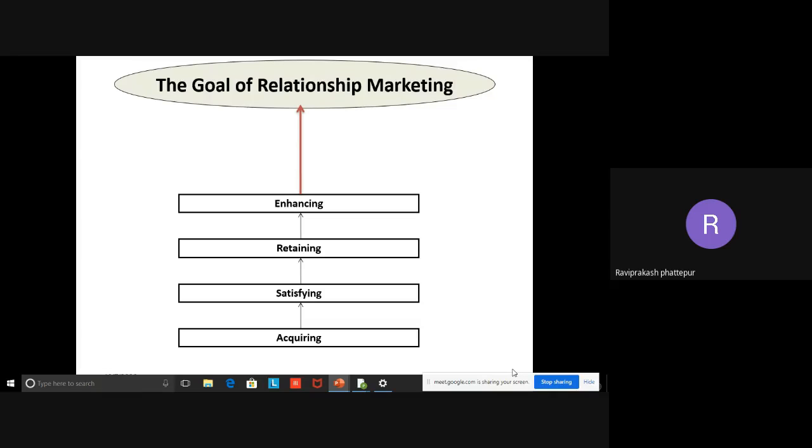By this, your goal should be retaining the customers. That is, first you have to acquire the customer. Then you have to make him satisfied, then you have to make him come back to you, then you have to enhance his service expectation. Whatever he has thought, you have to exceed that particular thought of your service. So you are enhancing your service delivery.